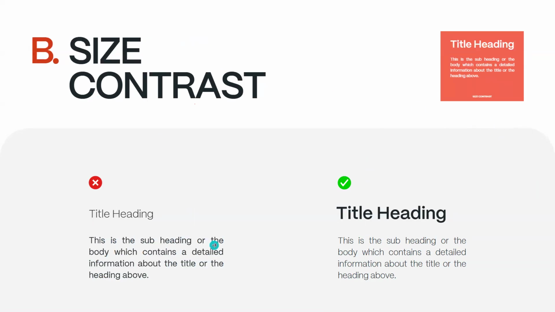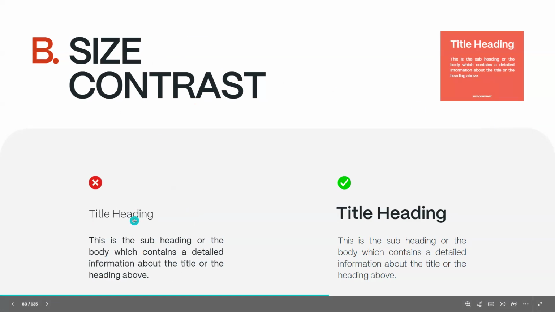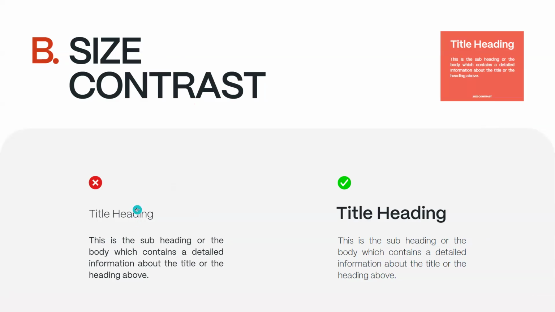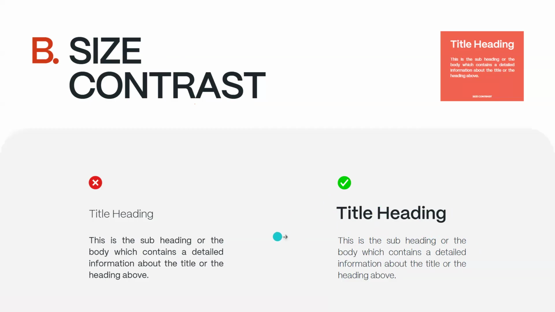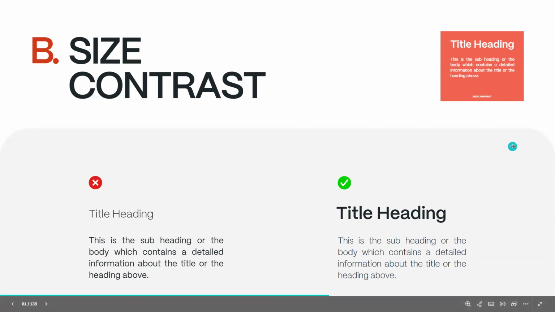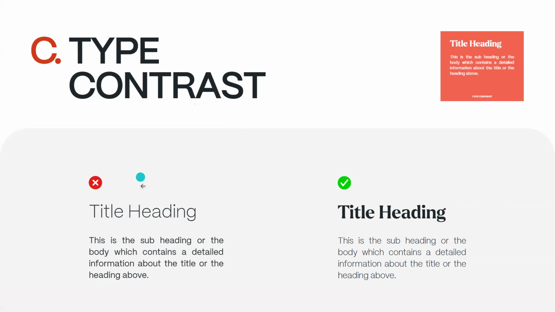By size. If you compare these two, these are almost similar in size. But if you compare these two, this one is bigger as compared to this font, in size also and in weight also, which is also guiding your eyes to read this one first and then this one. And the third one is type.